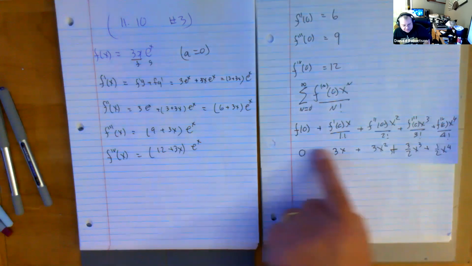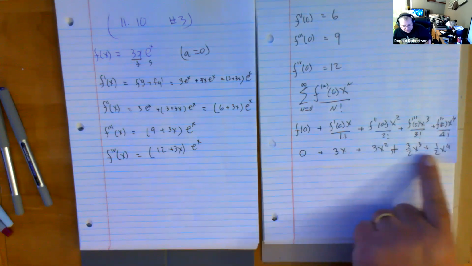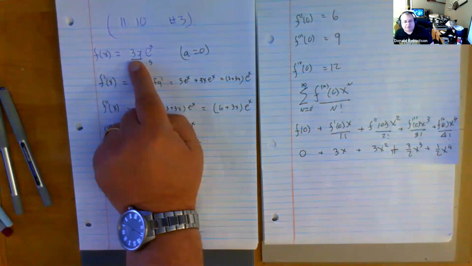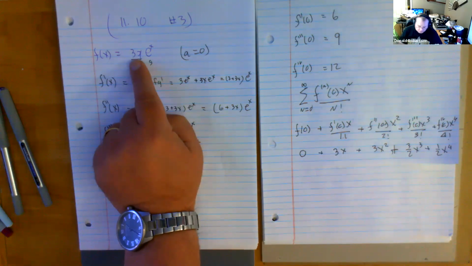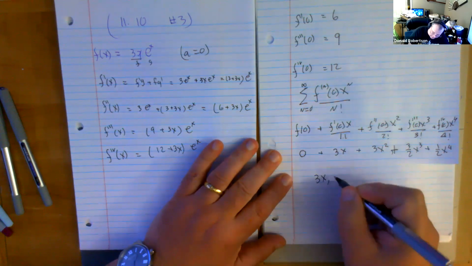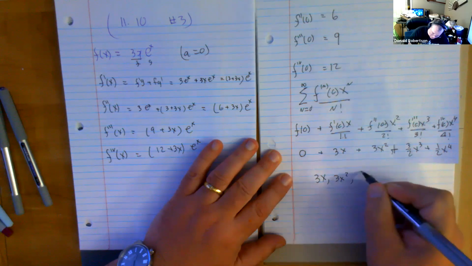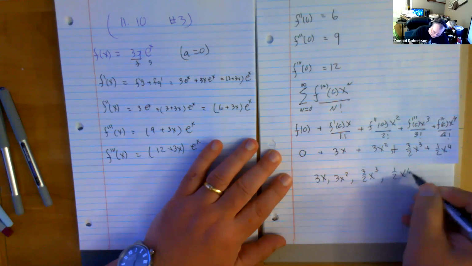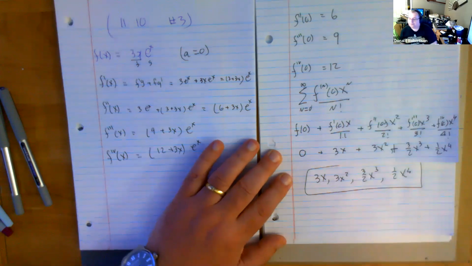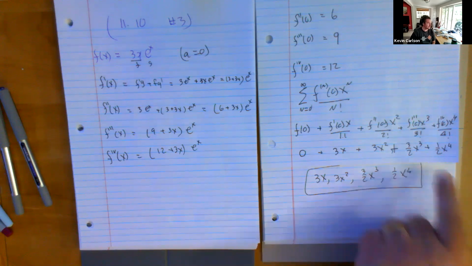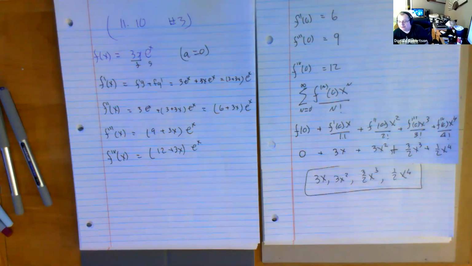What I've just done here is I have basically written down the first 4 non-zero terms of the Maclaurin's expansion of this guy. What the book does is that they want you to just go 3x, 3x squared, 3 upon 2 x cubed, and 1/2 x to the 4, and you're done. I think that would have been a better version of the answer, but I have no power over the thinking of the book.